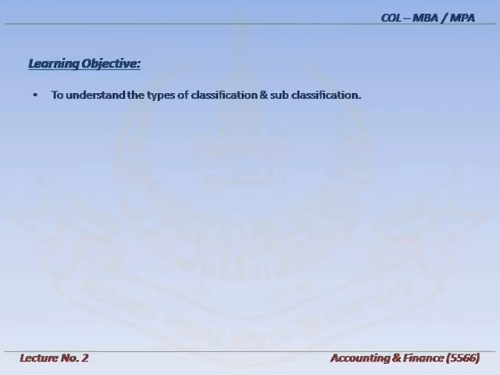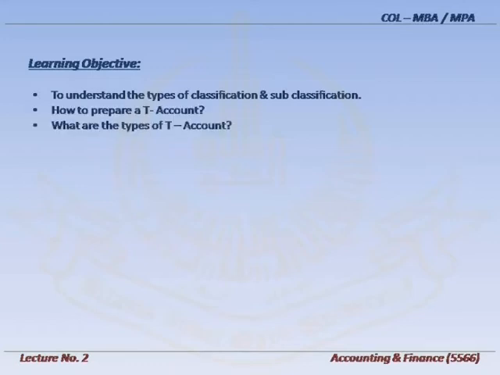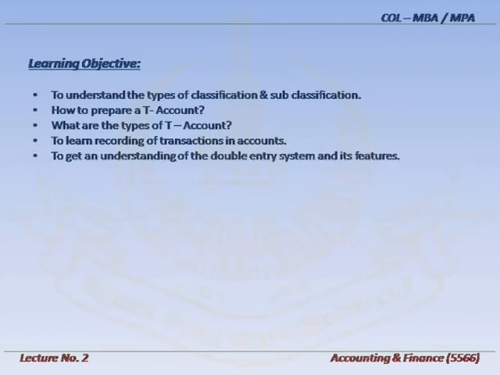First of all, let's have a look at the learning objectives of today's lecture. Our learning objectives are to understand the types of classification and subclassifications of items in a transaction, how to prepare an account, what are the types of accounts, to learn recording of transactions in accounts, to get an understanding of the double entry system and its features, and the accounting cycle.